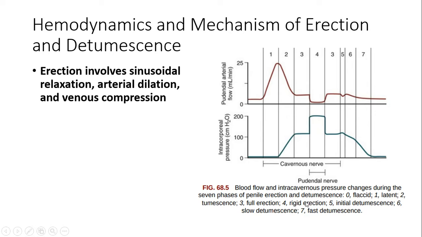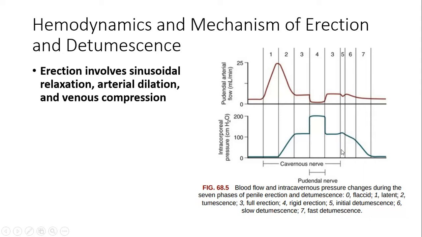Then initial detumescence. Initial detumescence usually happens after the ejaculation. So what's happening? Venous compression decreases, and we actually have a repeat of phase 3. You see the values of blood intake and blood outflow are getting similar to phase 3, and that's initial detumescence happening.